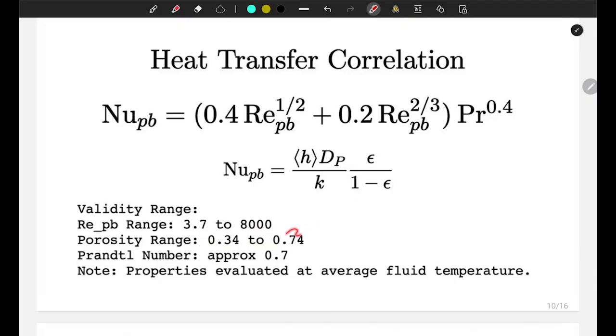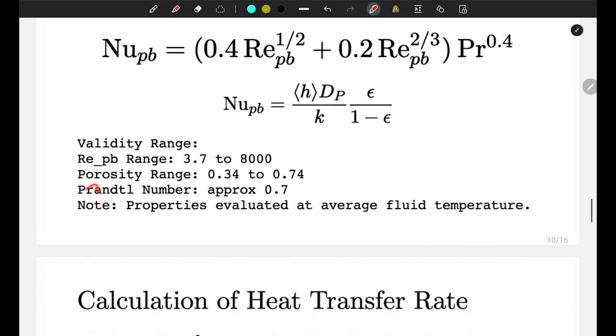3.7 to 8000. The porosity range is 0.34 to 0.74. The Prandtl number is around 0.7, and all these properties are evaluated at an average fluid temperature.